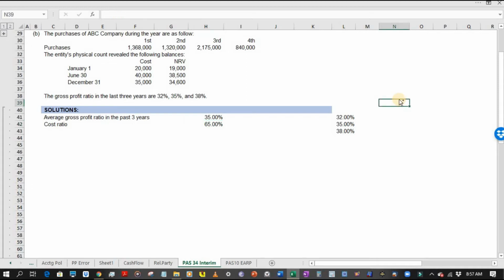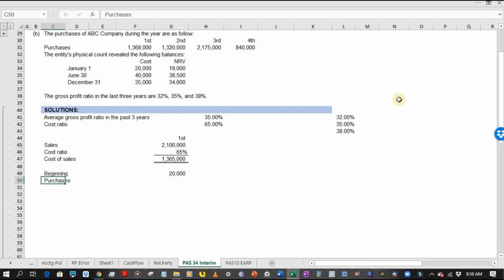So now let us proceed to the first quarter. For the first quarter, our sales that we have computed based on FOB destination is 2.1 million. So the cost ratio is 65%. So our cost of sales, which is based on estimate, for the first quarter is 1,365,000 pesos.